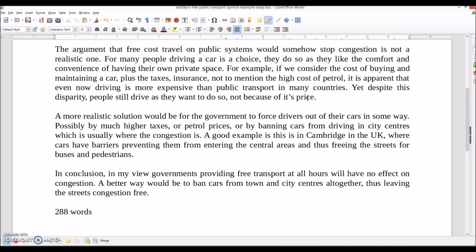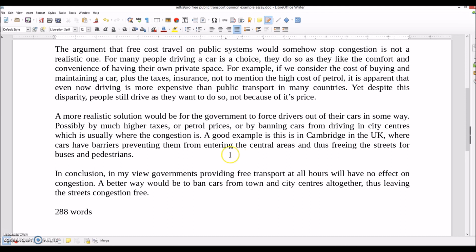So what I'm saying now is, because I disagree that that is the best way, I'm going to give you a better way. A more realistic solution would be for the government to force drivers out of their cars. How? High taxes, petrol prices, or by banning cars from driving in city centres. A good example, and this is a true example, I used to live in Cambridge. What they do there, they have these metal barriers that sink into the ground only if you are a bus or taxi, because they have some kind of transponder on board. So if you're a private car and you try and drive down certain streets, a barrier will rise under your car and stop you. So that's a real example.